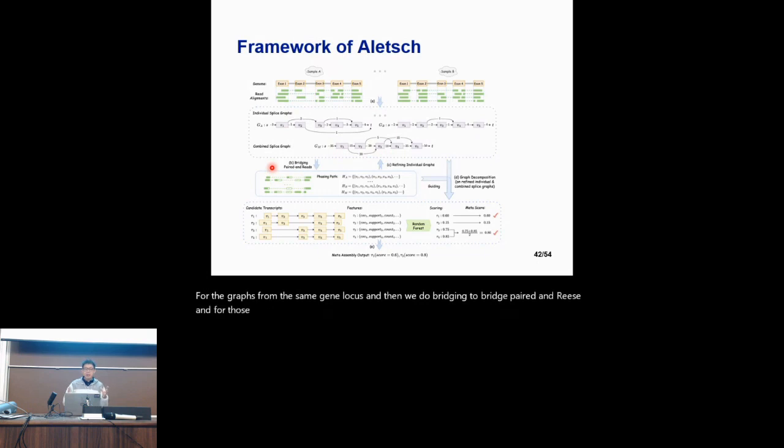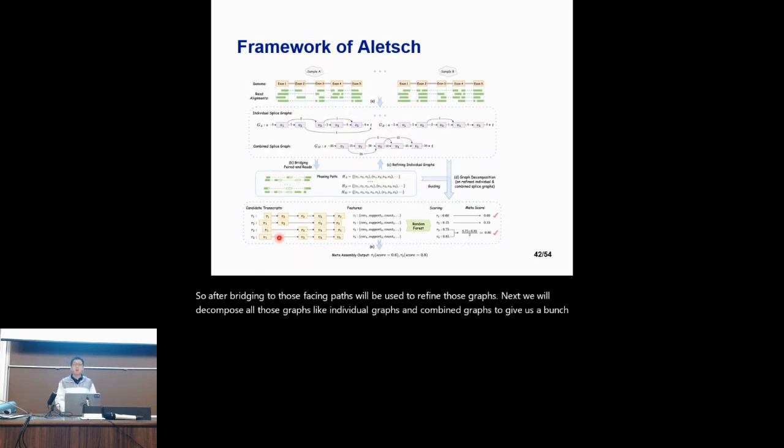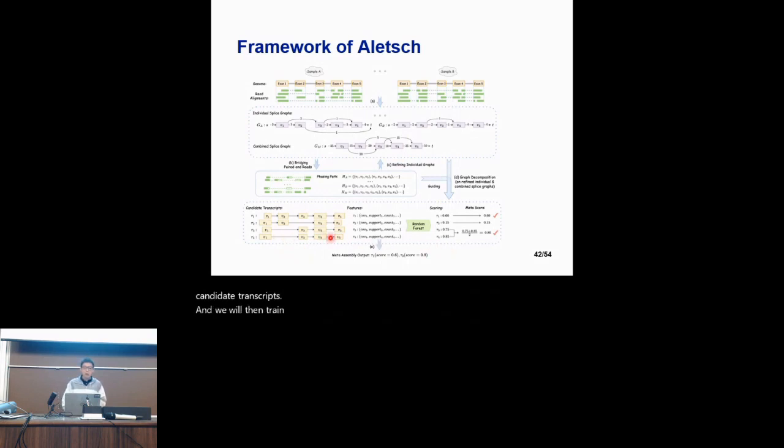And for those reads that are not bridged in the individual sample, we will use the combined graph to bridge, in the hope of borrowing junctions or exons from other samples. So after bridging, those phasing paths will be used to refine those graphs. Next, we will decompose all those graphs, like individual graphs and combined graphs, to give us a bunch of candidate transcripts. And we will then train a random forest model to score each candidate transcript.